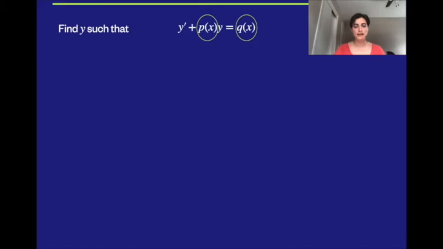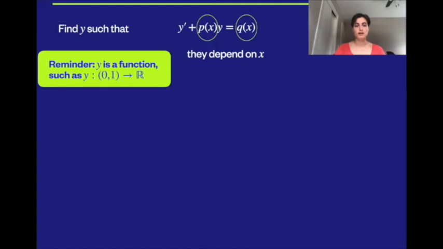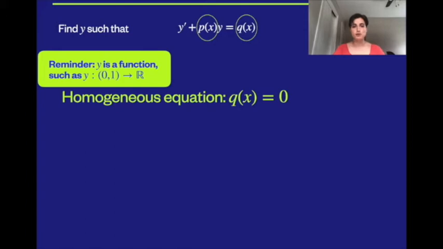So in the global setting, first order linear, what we would have is finding a function y such that this equation holds: y prime plus p(x) y equals q(x). We're now in the case of non-constant coefficients, so p and q depend on x. And just to remind you, we're looking for a function y that goes from an interval in R to R. We start with the homogeneous equation, so we're asking q(x) to be always equal to 0, thus simplifying our initial equation.